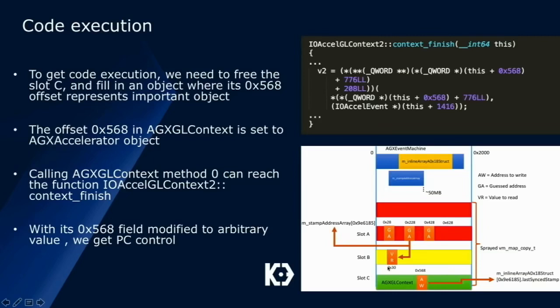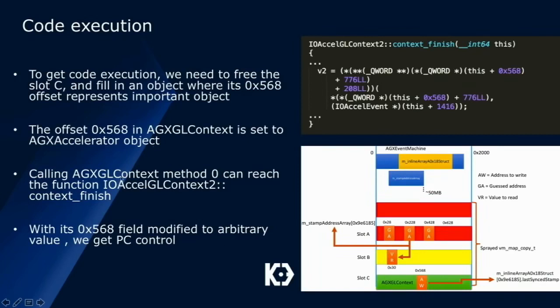And finally, we need code execution. So to get code execution, we need to free slot C and fill it with an object whose offset 0x568 represents some important object. And we found the AGXGL context is the best choice, because its offset 0x568 represents the AGX accelerator object.